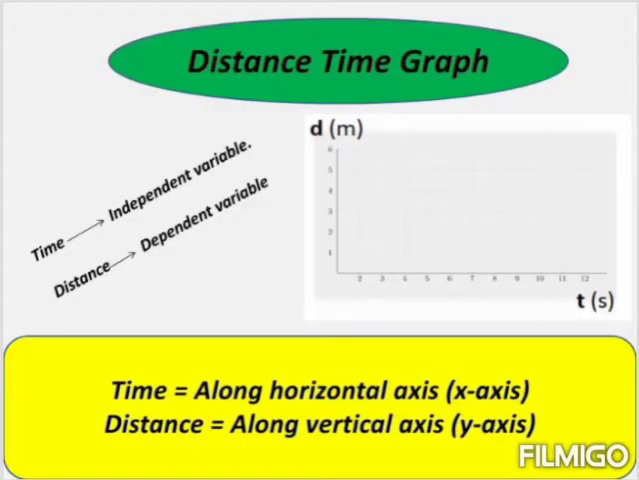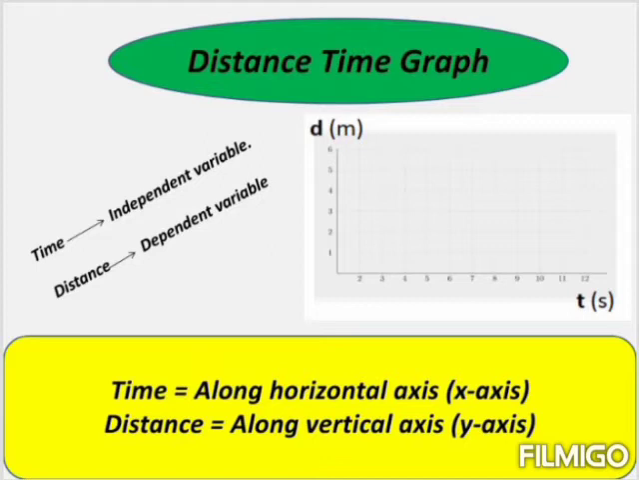Okay, first of all we have to draw the axes. As you know, there are two axes. The first one is the x-axis and the other one is the y-axis. The x-axis is a horizontal line and the y-axis is a vertical line. So first of all we have the two quantities: the first one is distance and the other one is time. We have to draw the graph between these two quantities.